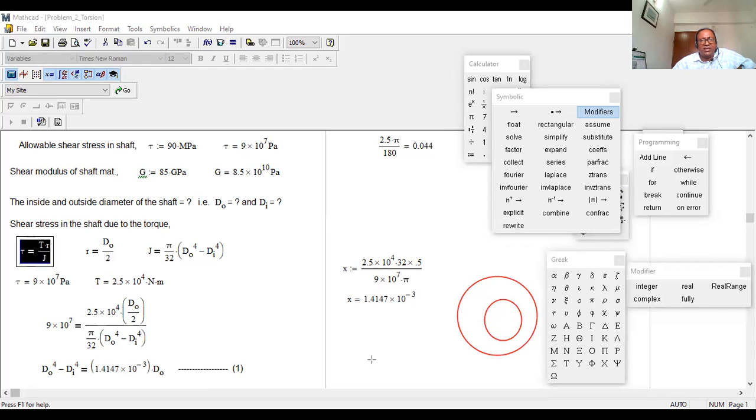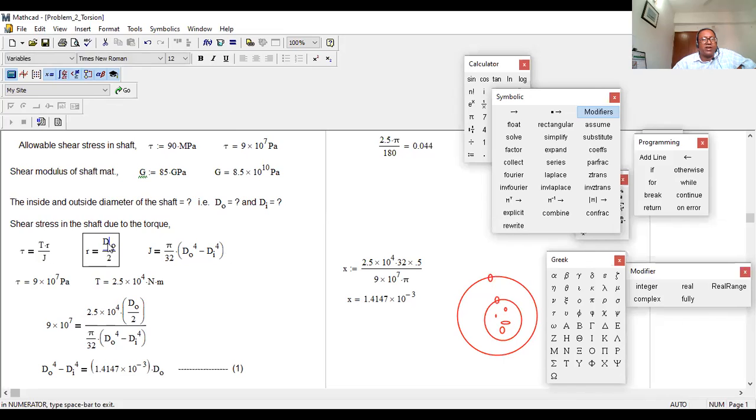So how much will be the shear stress at the center? Right over here. Anyone? 0. No material, right? So shear stress will be 0 over here, then gradually move outward to the maximum. So the value of R we will put as D naught by 2, right over here. This value we like to substitute right over here.